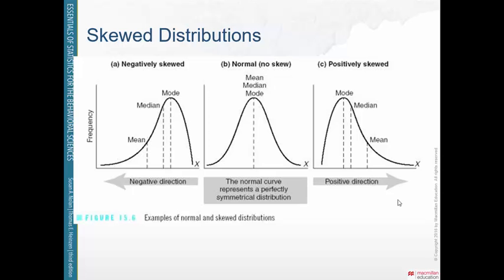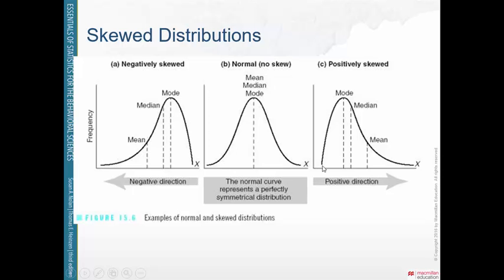And lastly, as a review, we also talked about skewed distributions. We talked about negatively skewed and positively skewed distributions. A negatively skewed distribution looks like this one here on the left, where many people scored in the high range, but you have a few very low scores, a few outliers, and that is pulling this curve in the negative direction, and we call that a negatively skewed distribution.